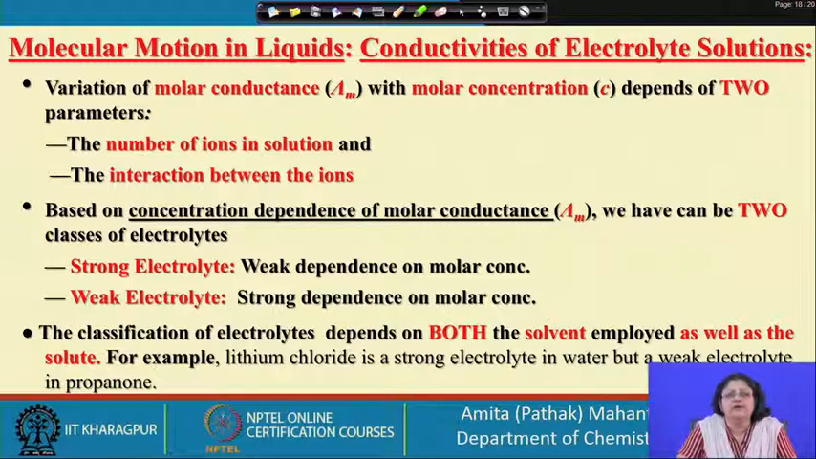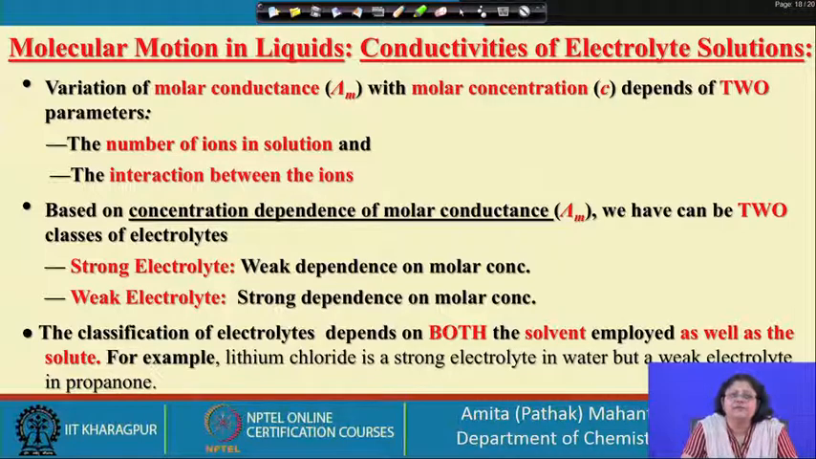A strong electrolyte will have a weak dependence on the molar concentration. In a strong electrolyte, there is a diagram we are going to see. In a strong electrolyte, the molar conductance is weakly dependent on the molar concentration. But if you have a weak electrolyte, then you have a strong dependence of the molar conductance lambda on the molar concentration.